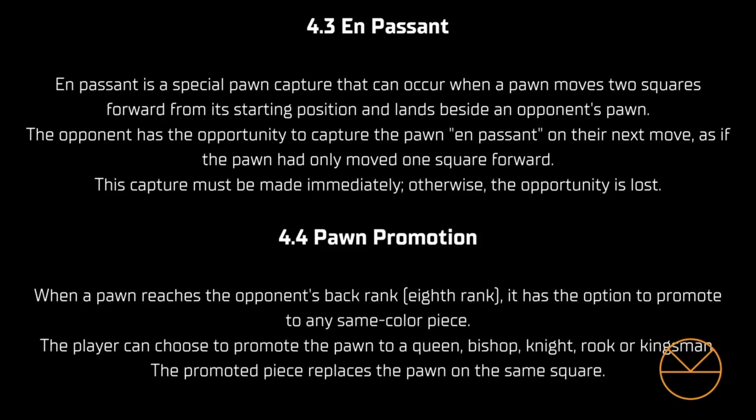4.4 Pawn promotion. When a pawn reaches the opponent's back rank, 8th rank, it has the option to promote to any same color piece. The player can choose to promote the pawn to a queen, bishop, knight, rook or kingsman. The promoted piece replaces the pawn on the same square.